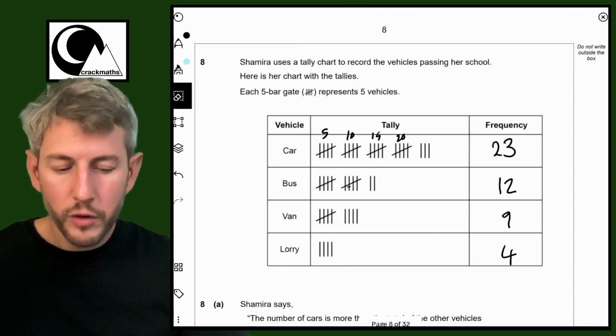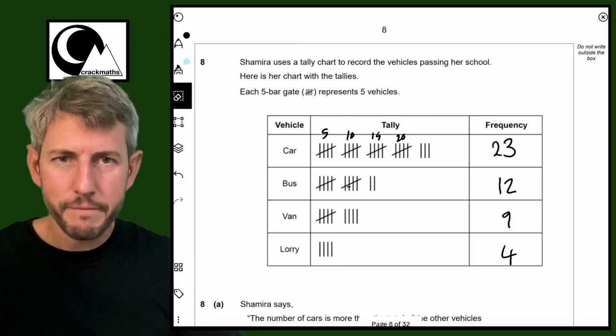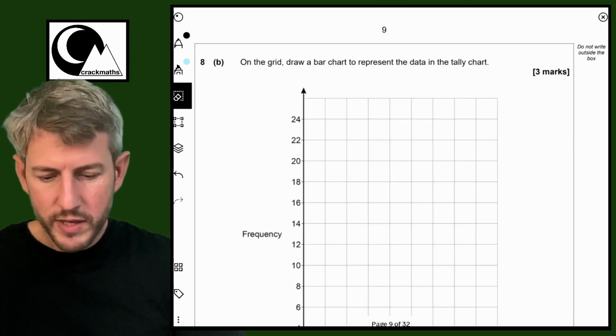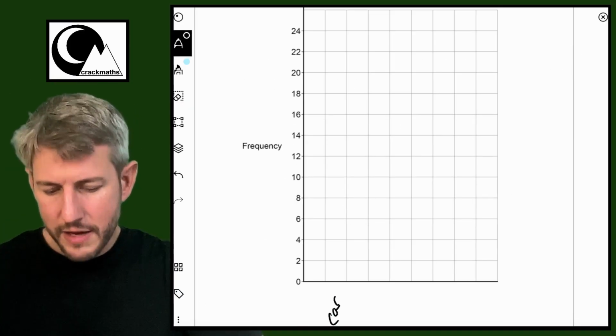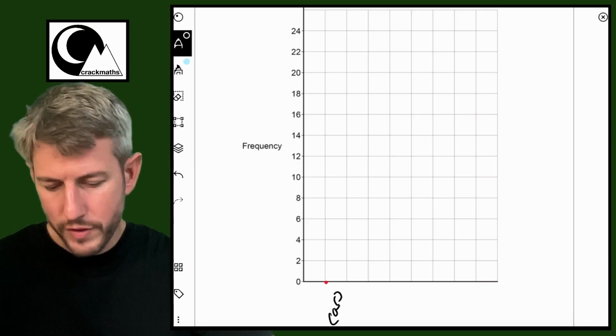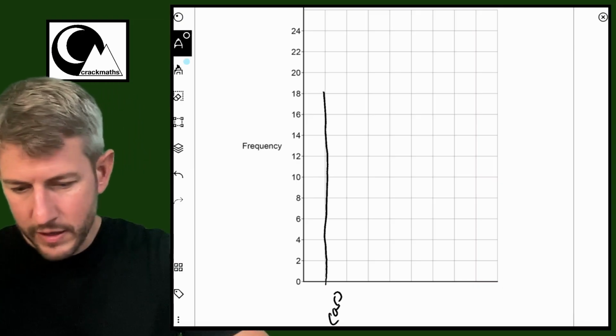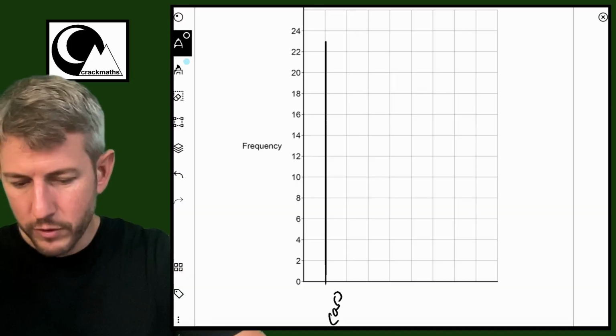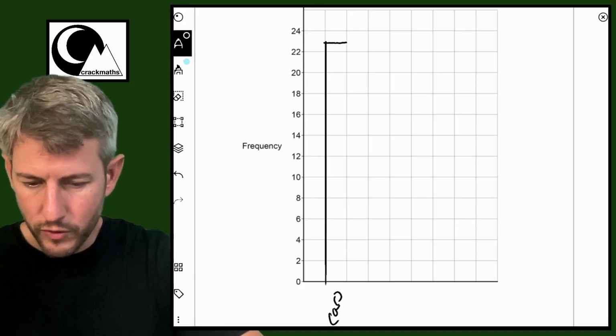Okay, so we've got cars first at 23 and then buses at 12. So I'll try doing those first. So we're going to have cars here first, and we're going to have to draw these lines up to 23, which is going to be halfway between 24. So there we go. Draw that nice and neat.